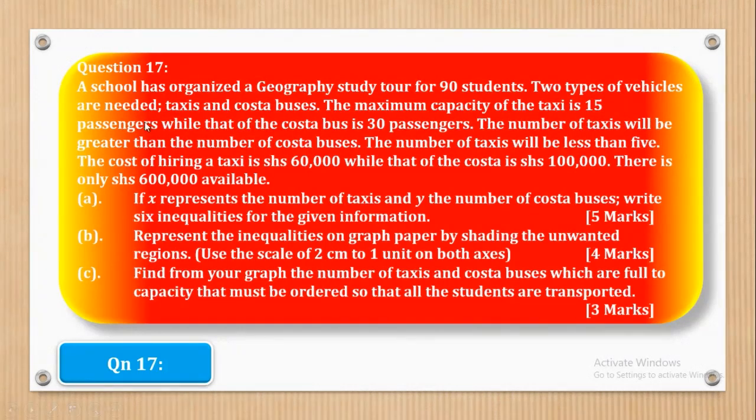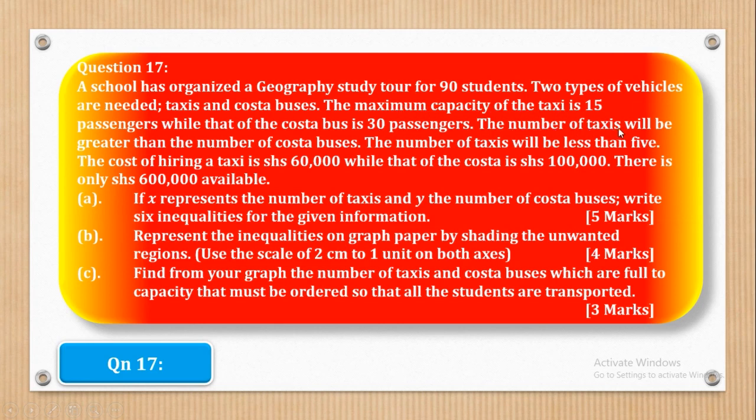So now we shall go to question 17. Question 17 says, a school has organized a geography study tour of 90 students. 2 types of vehicles are needed, taxis and coaster buses. The maximum capacity of the taxi is 15. So you should note every word that is spoken here, because it is going to help us. Is 15 passengers, while that of a coaster bus is 30 passengers. So maximum for taxi is 15, maximum for coaster is 30.